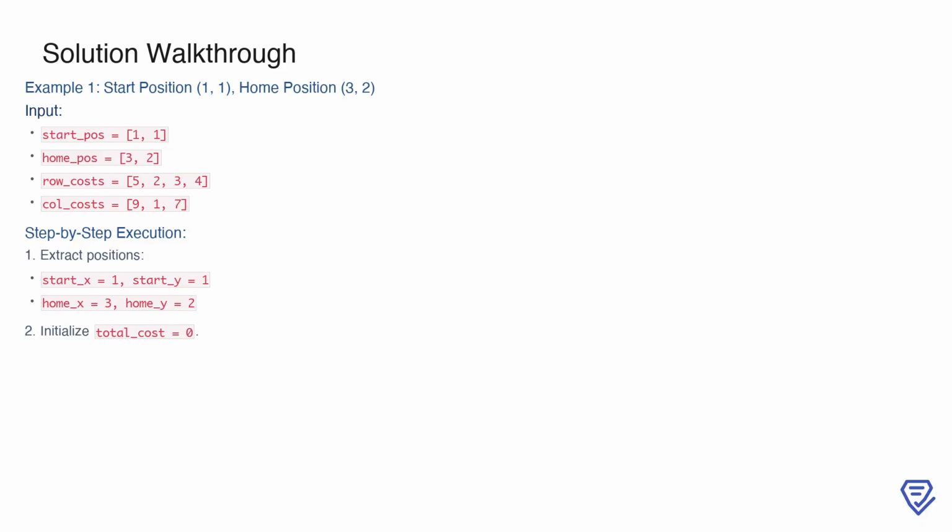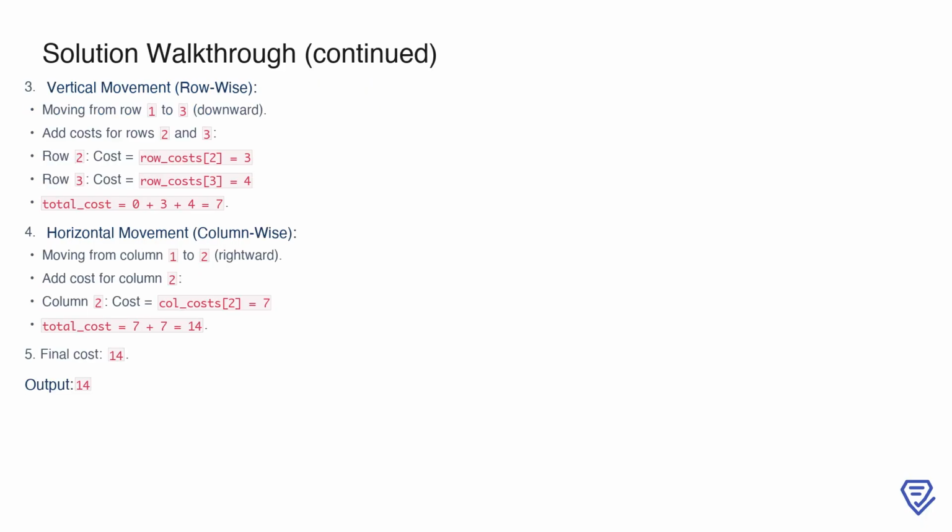To solve this problem, we start by analyzing the given input. The robot begins at position 1, 1, and needs to move to the home position at 3, 2. The row_costs and col_costs arrays represent the cost of moving through specific rows and columns, respectively. First, we extract the starting and home positions. start_x is 1, start_y is 1, home_x is 3, and home_y is 2. We then initialize the total cost to 0, as no movement has been made yet.